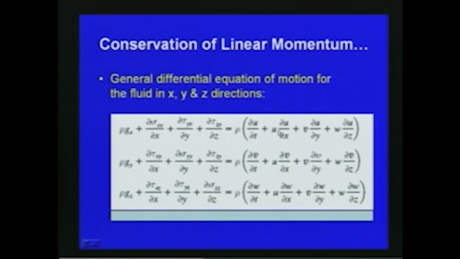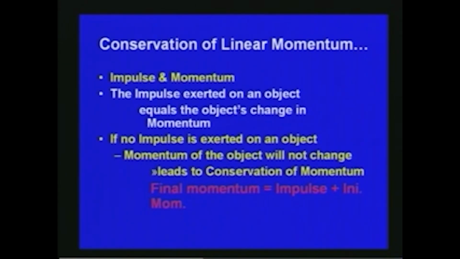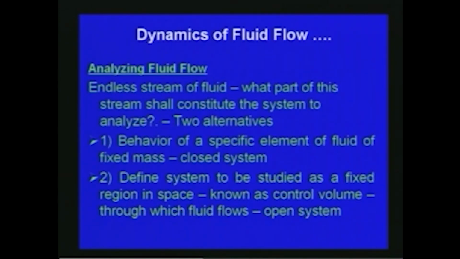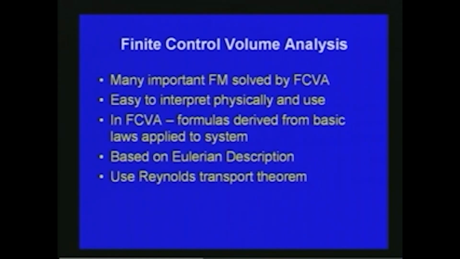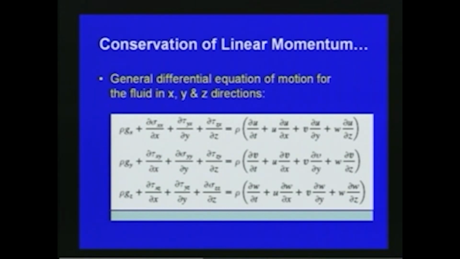We have already seen the Eulerian concept, and we are using the Eulerian concept in the derivation of this equation. While considering this Eulerian description, the acceleration can be written as the local acceleration del u by del t plus the convective acceleration. So del u by del t plus u into del u by del x plus v into del u by del y plus w into del u by del z. So this gives the total acceleration in x direction.